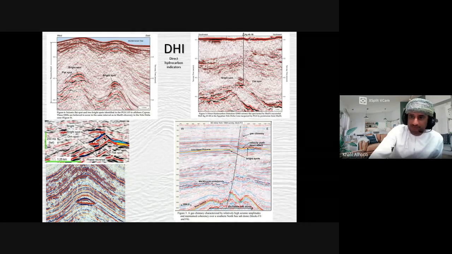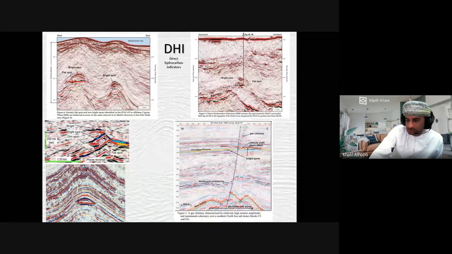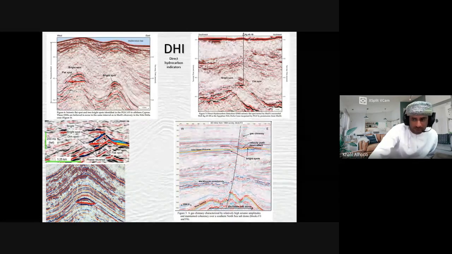Another interesting thing is the flat spot. You see this flat spot? There is another flat spot. There is another flat spot here, this red one. Another one here. Can anyone tell me what those flat spots indicate? What do they indicate?